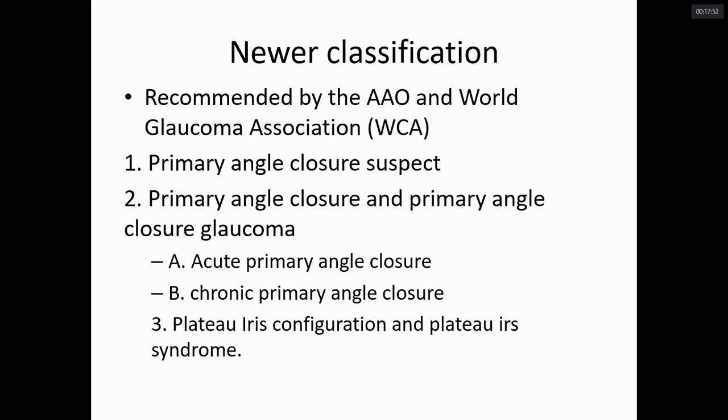What is the difference between primary angle closure and primary angle closure glaucoma? When the term glaucoma comes in, in spite of narrow angle, there will be visual field change, optic disc change, and an increase of intraocular pressure. In primary angle closure, there will be acute primary angle closure, chronic primary angle closure, and the other is a Plateau iris configuration or Plateau iris syndrome.